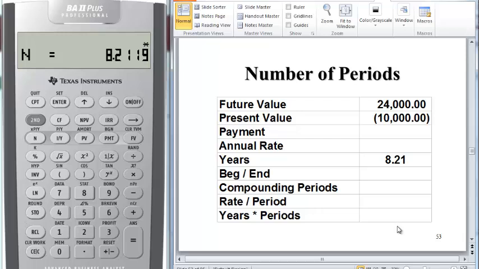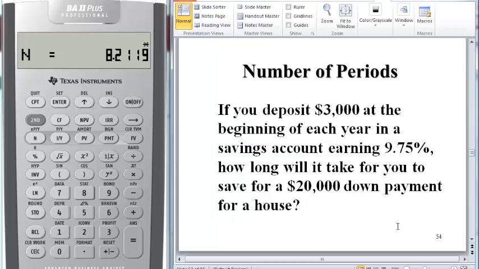8.2119 years. So if I invested $10,000 today, and I knew I could earn 11.25%, and I needed 24,000, the time period that I would need for that to grow is 8.21 years. Let's say I deposit 3,000 at the end, or excuse me, I almost messed up. Sometimes I mess up on purpose, sometimes by accident. In this case, it was by accident.